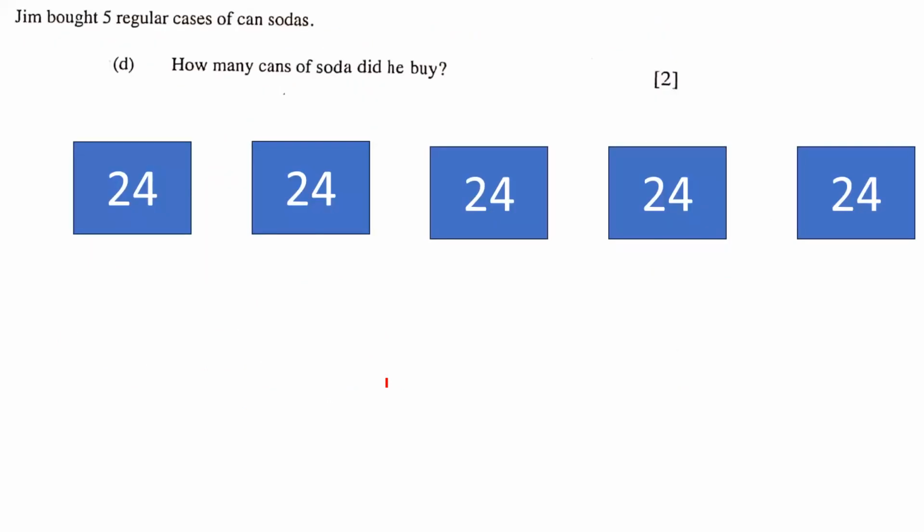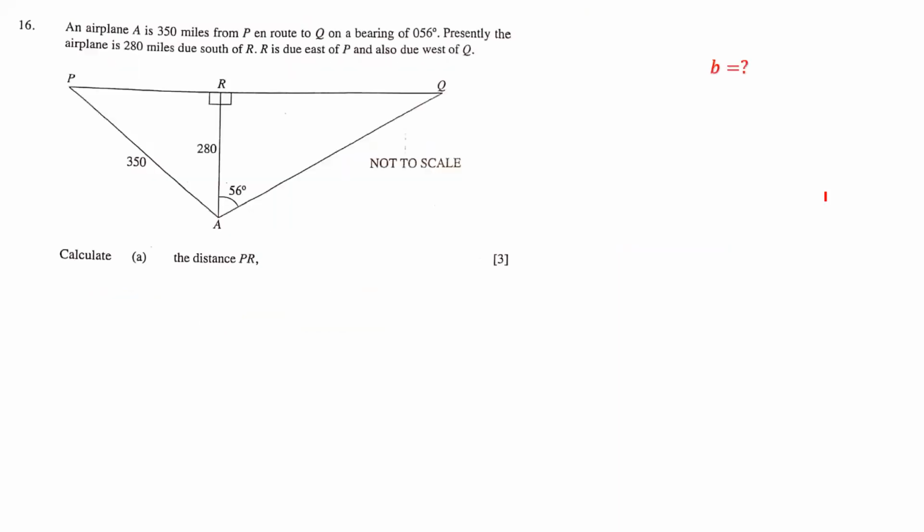Now it says Jim bought 5 regular cases of sodas. How many cans of sodas did he buy? Well, we know that one case holds how much? 24 cans. How many cases did he buy? 5. So 1, 2, 3, 4, 5. So that means that he bought 24 times 5. That means he bought 120 cans of soda. So let's move on to the next question.